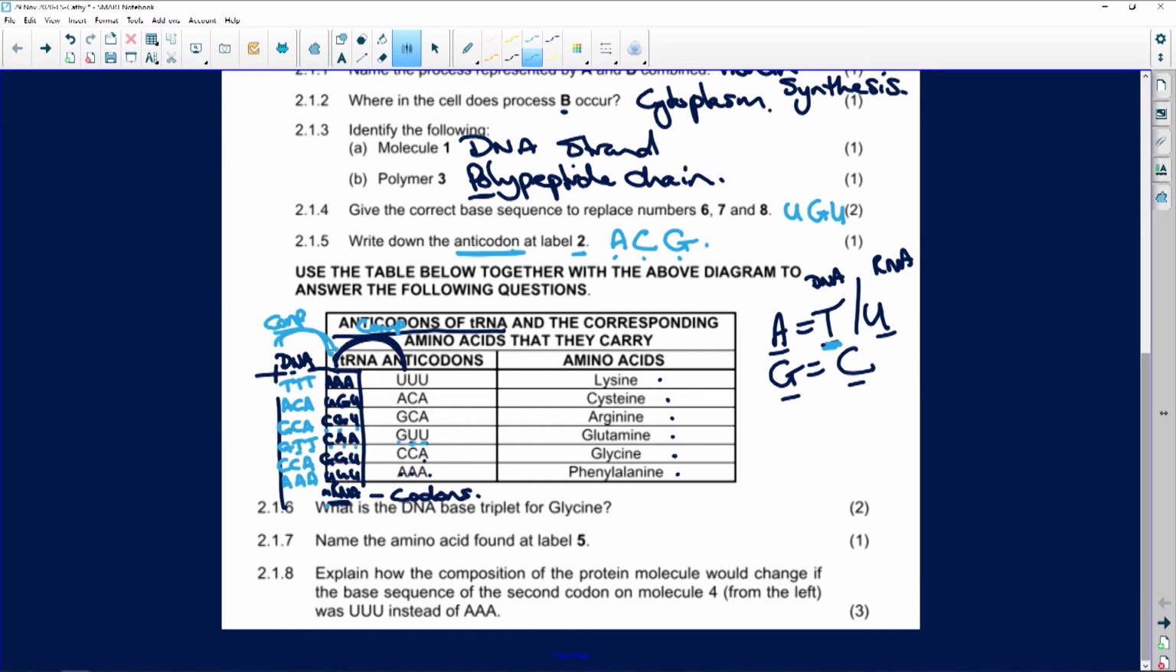Messenger RNA to transfer RNA is complementary. But DNA and transfer RNA are very similar. Why? Because if you replace the thymine with uracil, you have transfer RNA. And if you replace the uracil in transfer RNA with thymine, then you have DNA. So look, TTT, UUU, ACA, ACA, they're the same. GCA, GCA, same. All right, I need you to understand that.